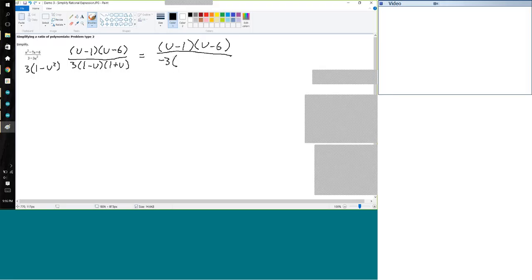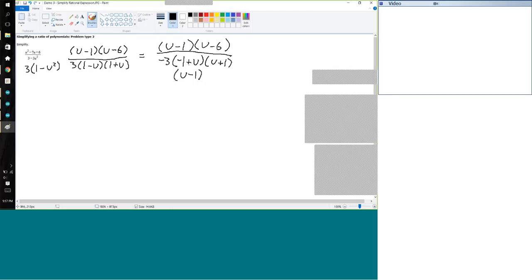And 1 divided by negative 1 is going to be negative 1. Negative u divided by negative 1 is going to leave me at plus u. And I could actually just go ahead and rewrite that as u minus 1, because those are the same thing. And then over here I've got 1 plus u or u plus 1. Either way, it's the same thing.